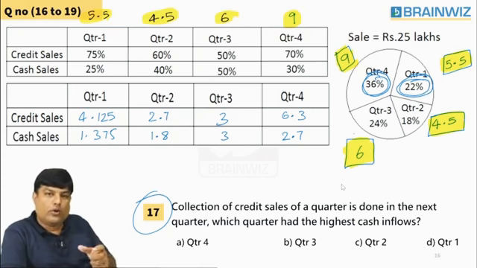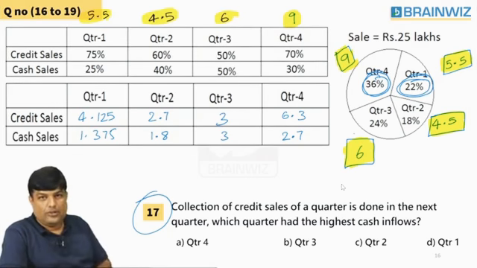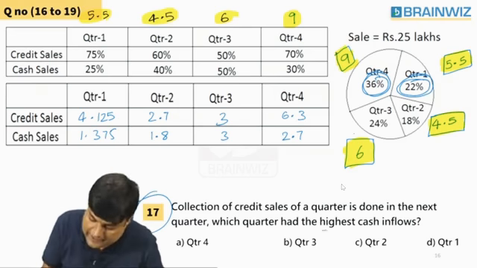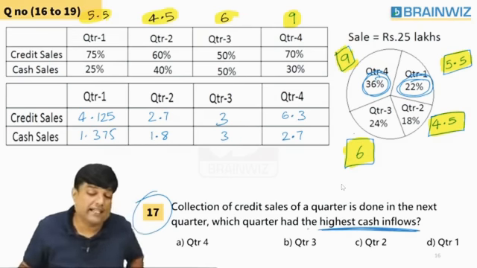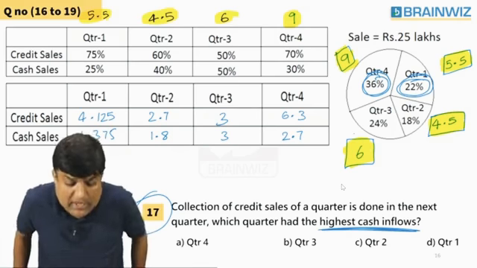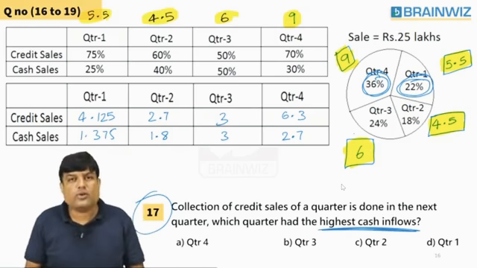The collection of the money of any quarter is done in the next quarter. So, which quarter has the highest cash coming? Which quarter has the highest cash coming? First quarter will get the highest amount, or second quarter, or third quarter, or fourth quarter? Which quarter?